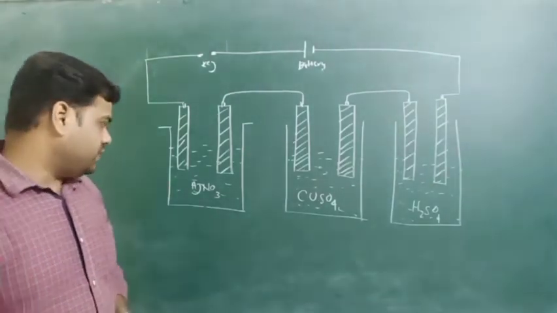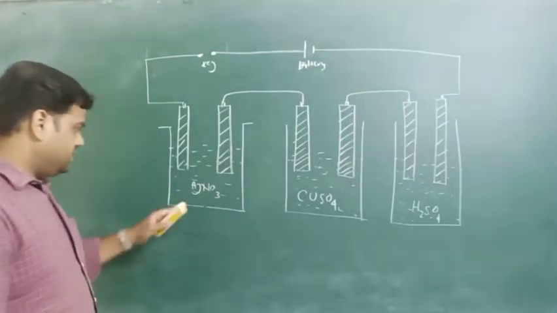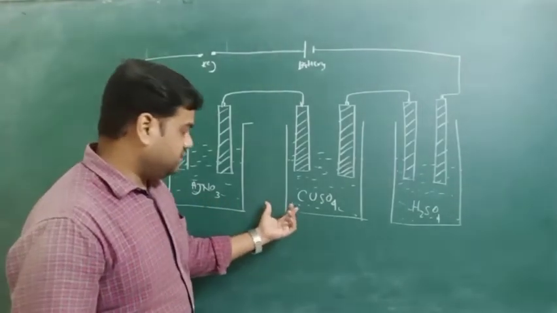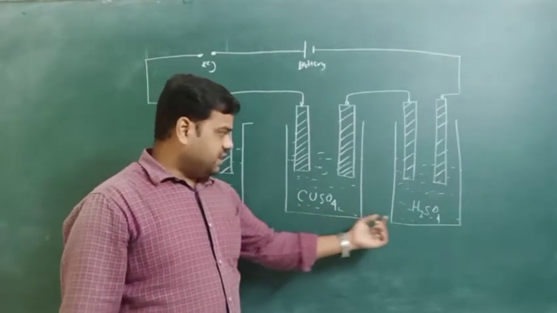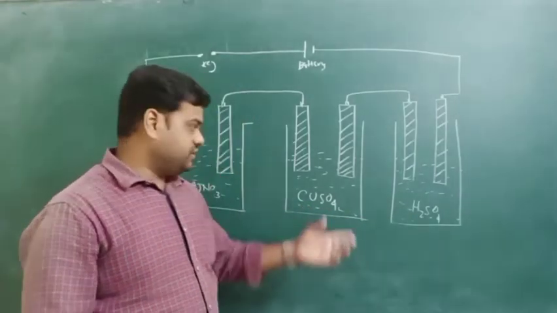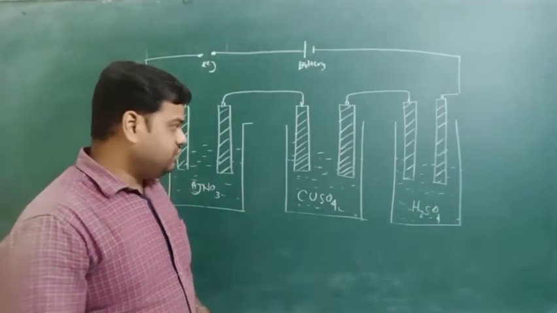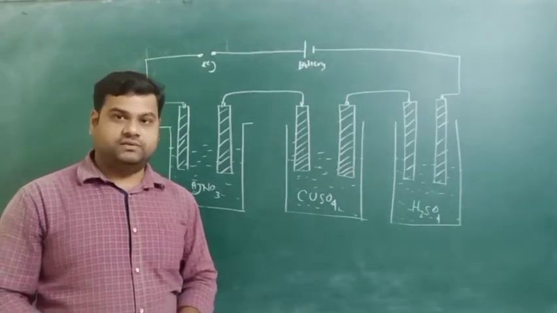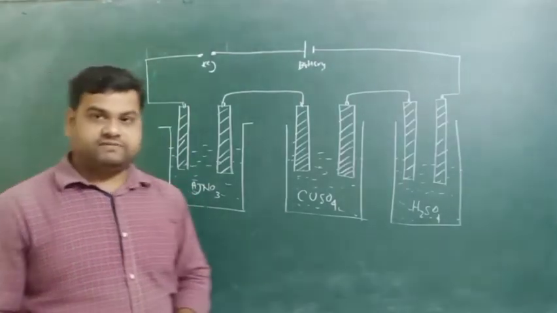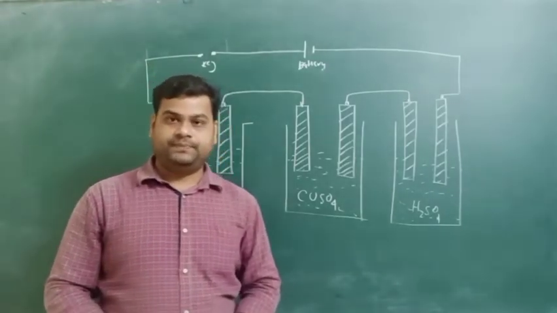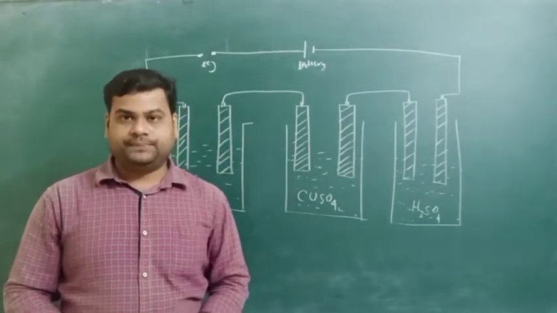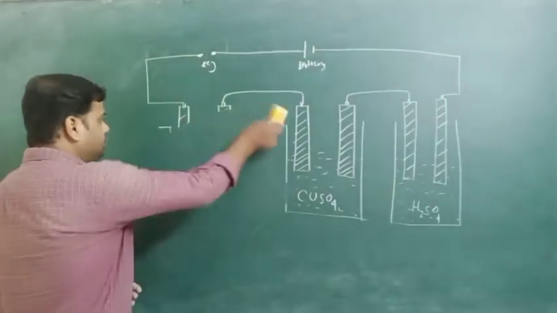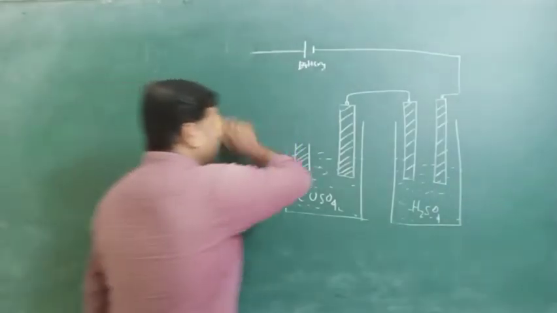In the first electrolytic cell we have AgNO3 solution, in the second the copper sulfate solution, and in the third H2SO4 solution, or acid-diluted water. When Q amount of electricity is supplied, let us see what happens according to Faraday's first law. We know that W is directly proportional to Q, or W equals ZQ, as we have discussed in the previous classes.